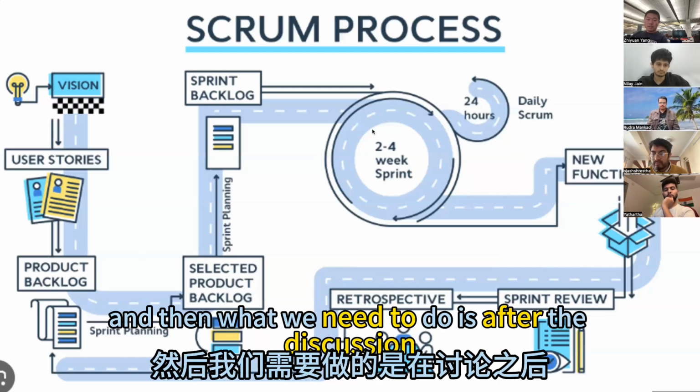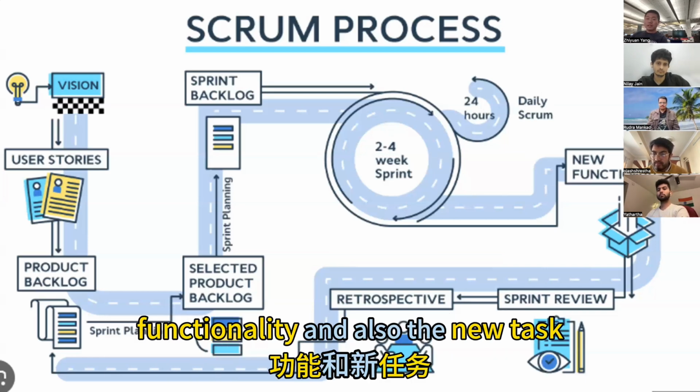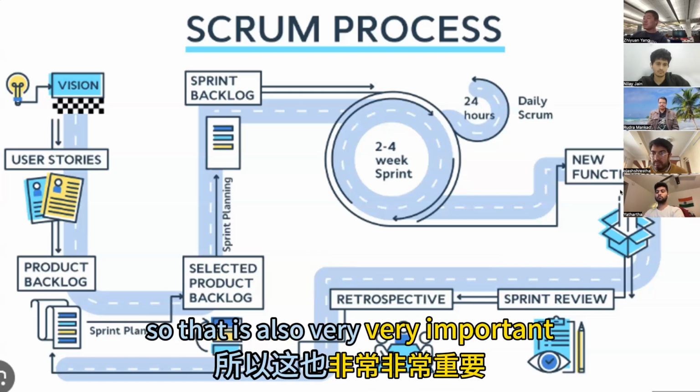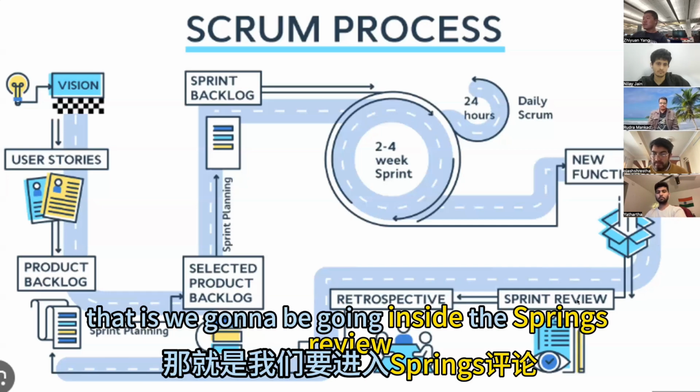Activity. And then what we need to do, after the discussion, is create new functionality and also new tasks. So that is also very, very important. And then after that, we're going to go into the sprint review.